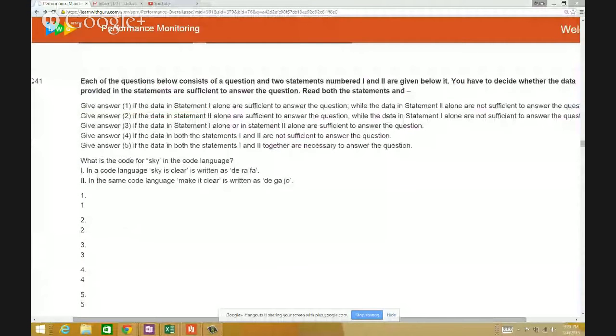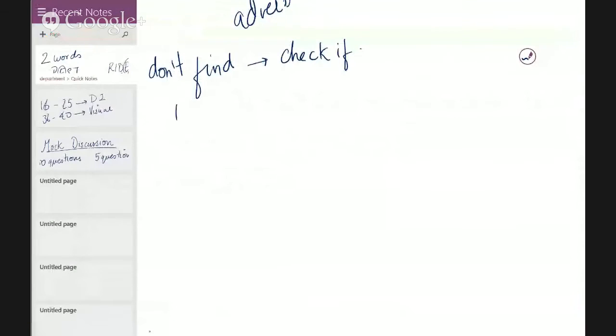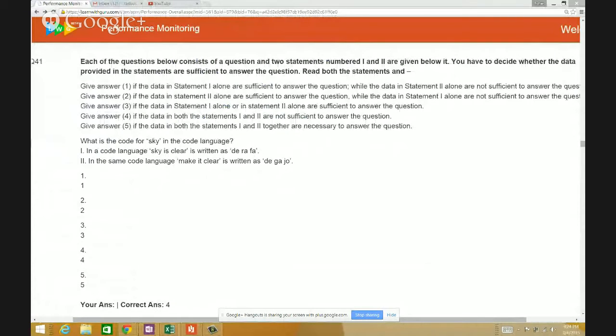So what is the code for sky? Now I'm hunting for sky. I see, the rule of data sufficiency is to check the statements individually, then mix them. Even if then you don't get the answer, then it cannot be answered by any of them. So let's understand what exactly I meant here.